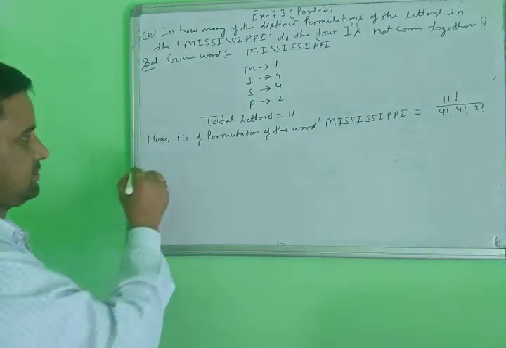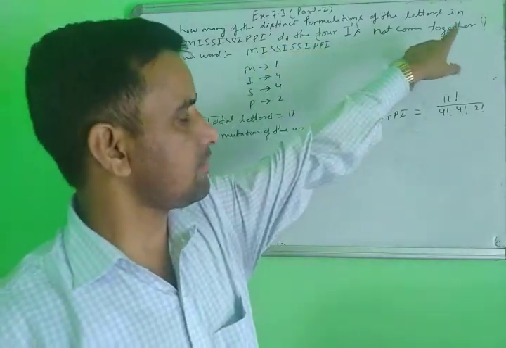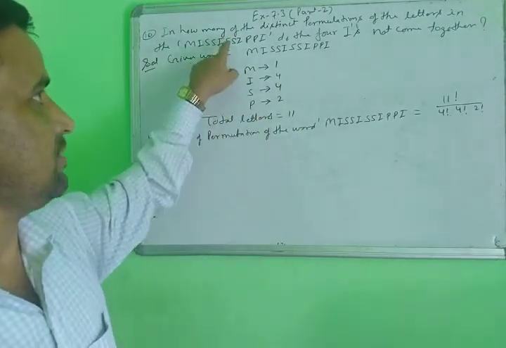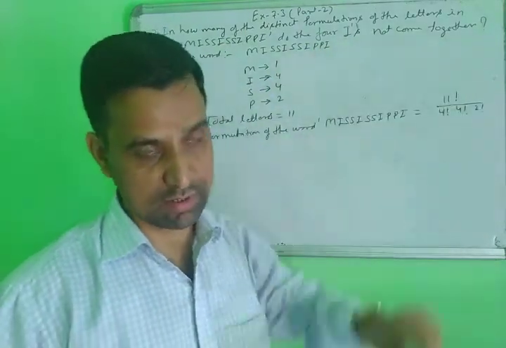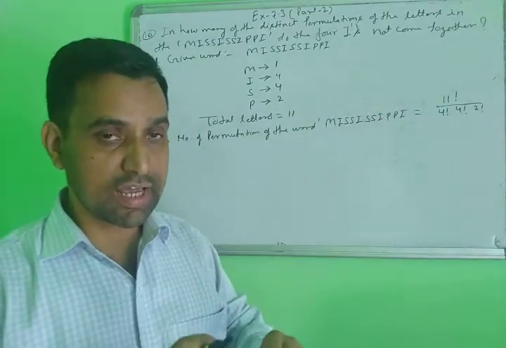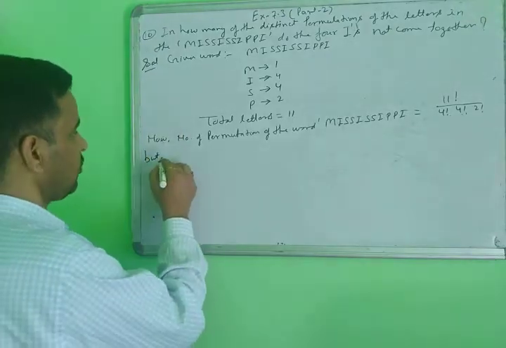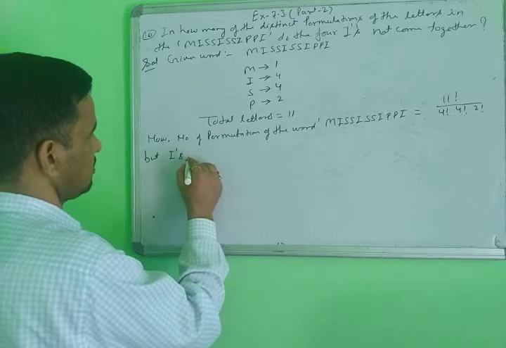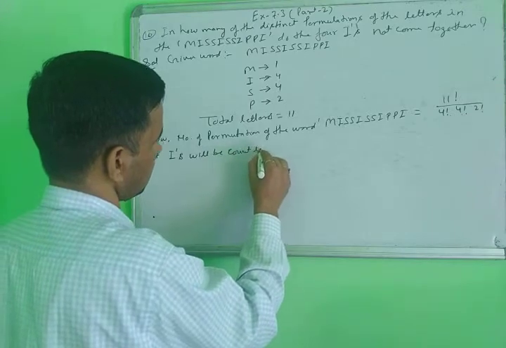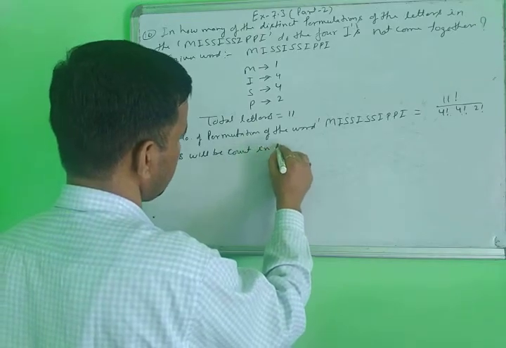But the condition given here is that the 4 I's do not come together. You will find the arrangements of the letters of Mississippi when the 4 I's do not come together. It means this is the total arrangement. Suppose the 4 I's are counted only one time, counted in one time.